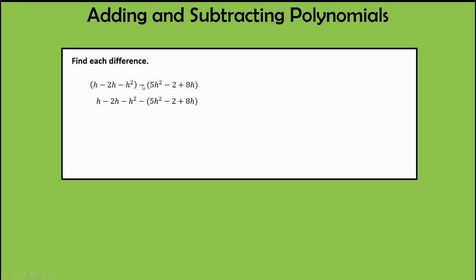The second parentheses, though, I don't have a number to distribute through. I don't have a power out here, but I got this minus sign in front. So I cannot just drop this parentheses. This minus sign in front means I got to subtract each one of these individually. Okay, so I'm going to do that in this step.